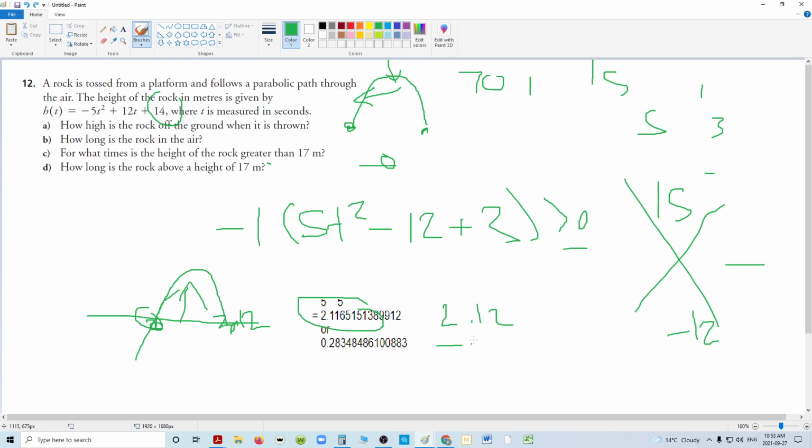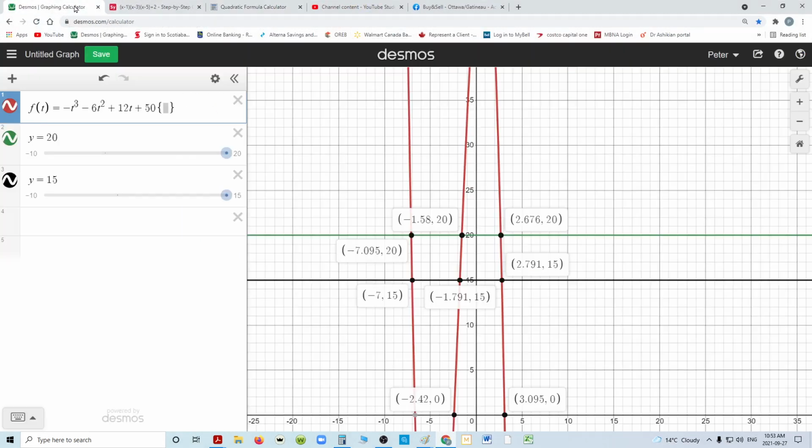I have to borrow here, I get 4, I have to borrow here, I get 8, and I get 1. So 1.84 seconds it was above 17. You could always graph it, to make sure. And based on how many mistakes I make, it's probably not a bad idea.